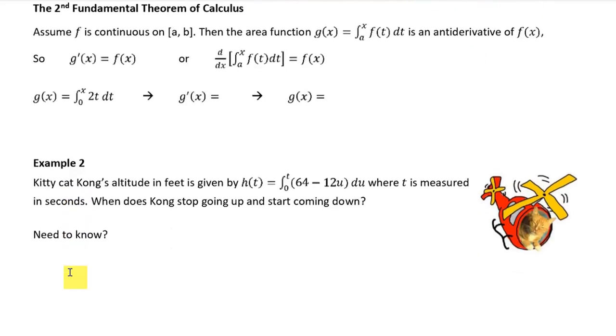Now, how do I actually use the second fundamental theorem of calculus? That's just a function defined as an integral. How does the second fundamental theorem work? It says, assume your function is continuous on some interval. Then the area function, just like we saw before, g of x equals the integral from a to x. Okay, x is a variable. a is a number. That's all this is, some number.